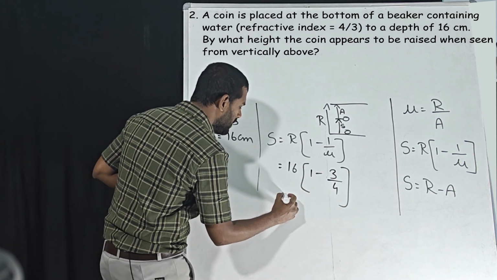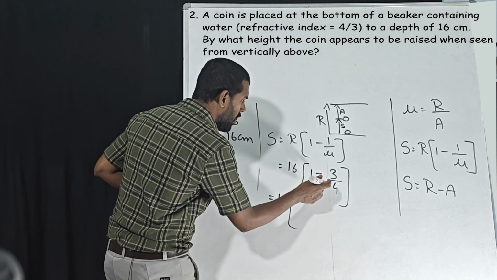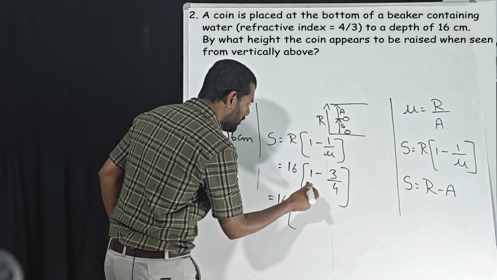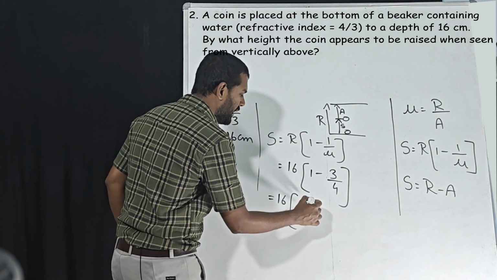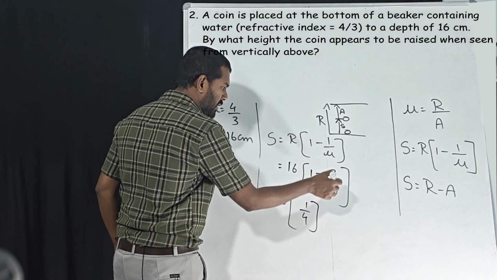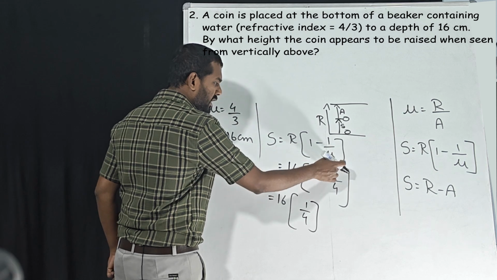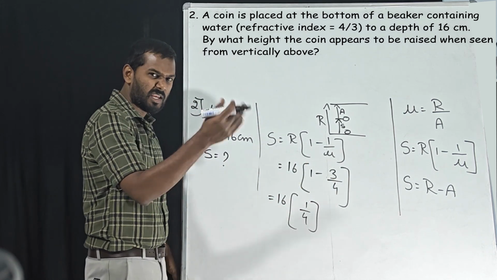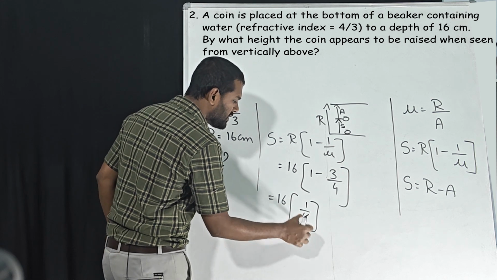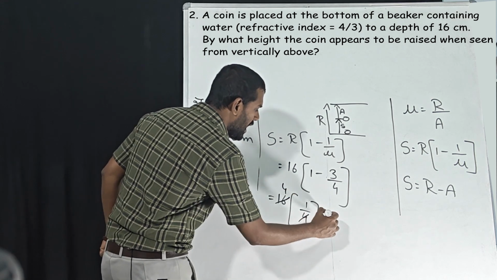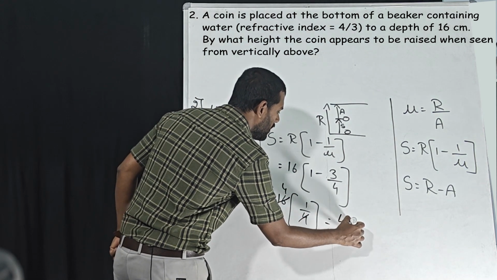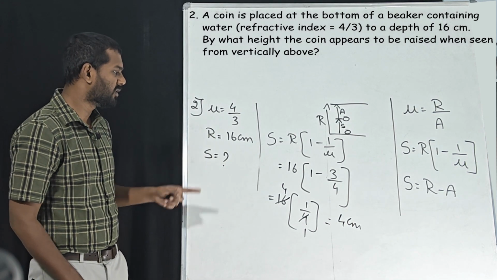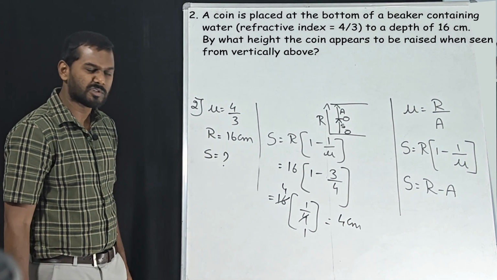Now 16 into 1 minus 3 by 4. 1 minus 3 by 4 is nothing but 1 by 4. You can go for any method. Next, 4 ones are 4, 4 fours are 16. The answer will be 4 centimeter. So what are we finding? Shift. The answer will be 4 centimeter.